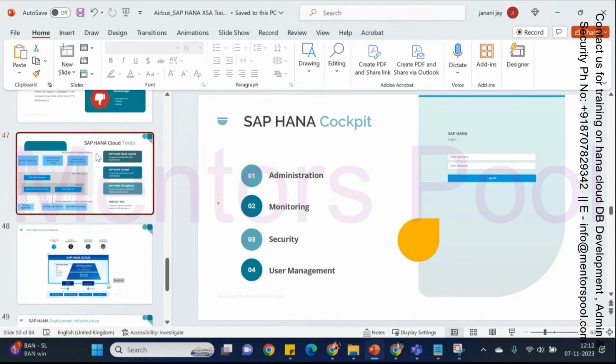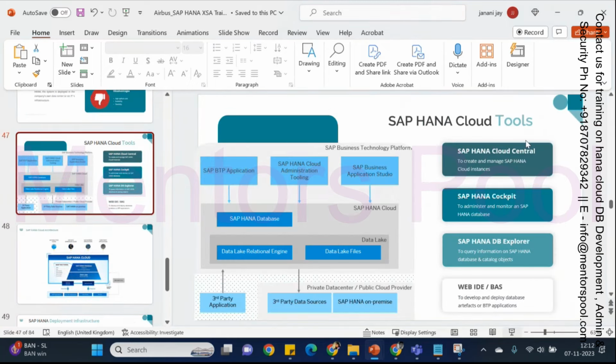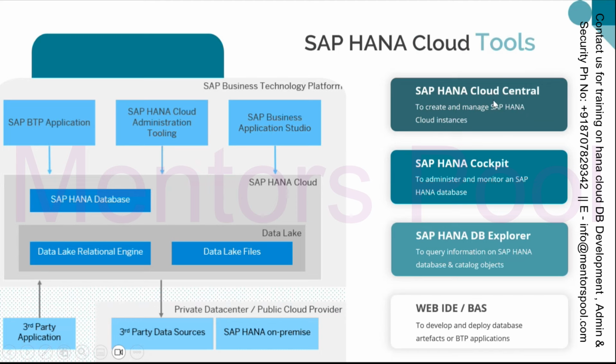So we looked at the HANA Cloud Central first. We used the HANA Cloud Central as a tool. Second, I told you that we are going to use HANA Cloud Cockpit as another tool, right? So let's look at HANA Cloud Cockpit, which is used to administer and monitor your HANA database that we have created. And in the upcoming sessions, we will look at the more developer-oriented tools like the Database Explorer or Web IDE.